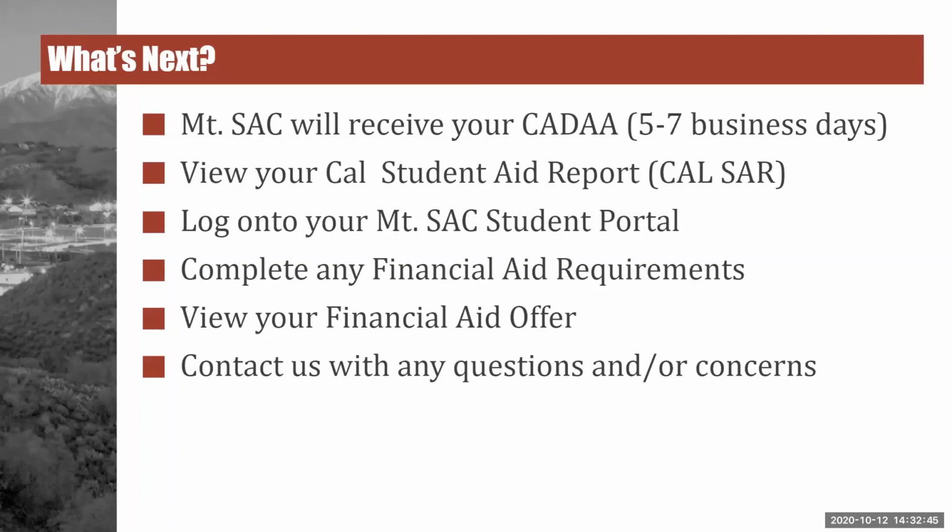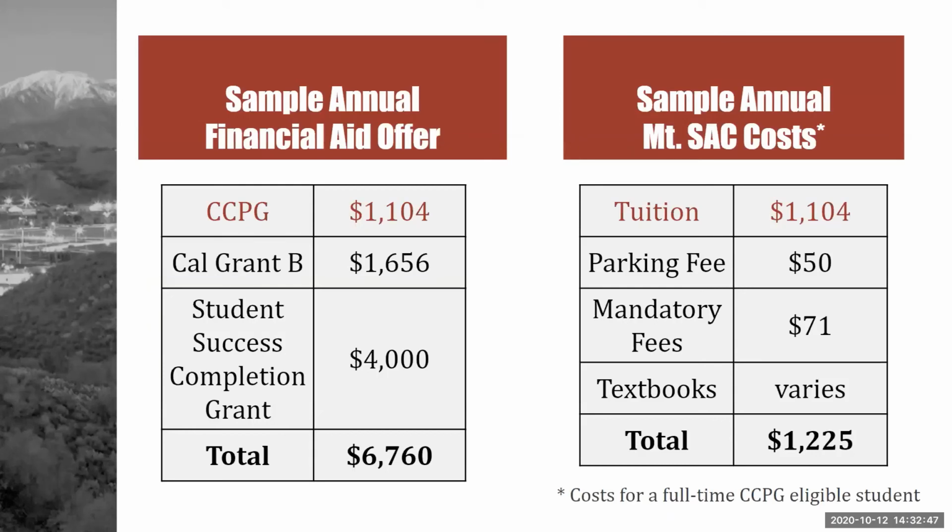Here is an example of how you can use your Mount SAC financial aid offer to develop a financial plan. Once you review your financial aid offer, you can calculate the total amount of financial aid you are receiving compared to the total amount of expenses or costs that you will need to pay.